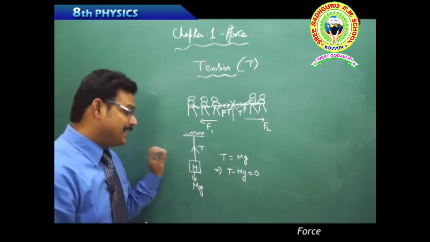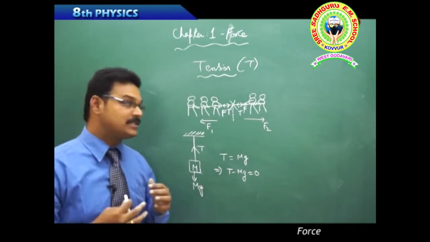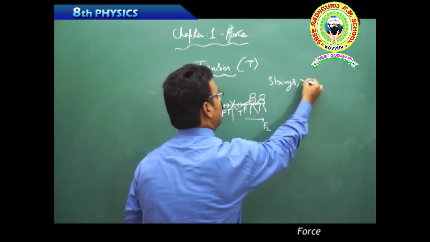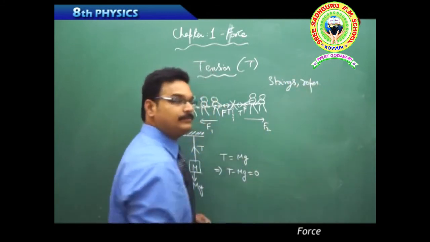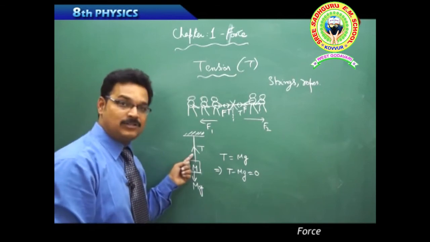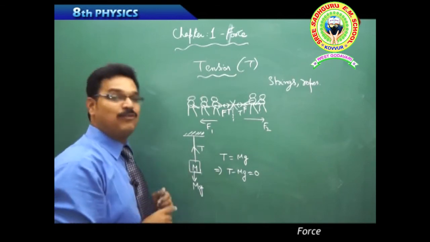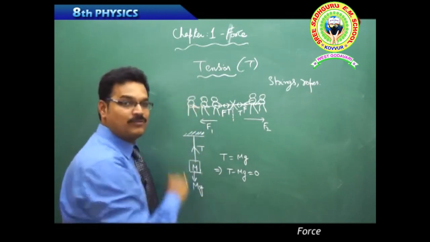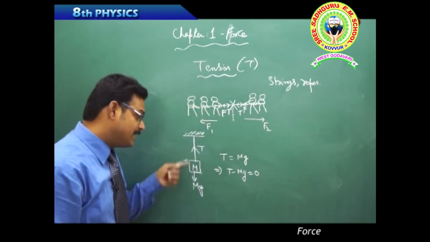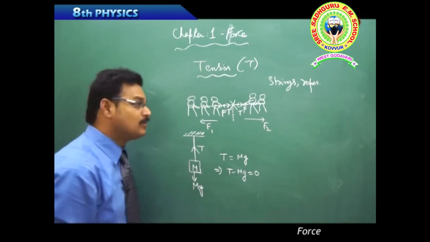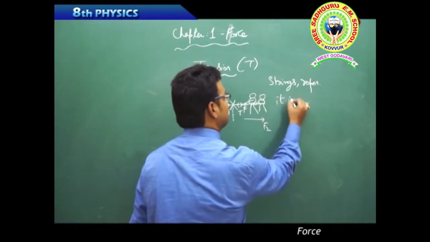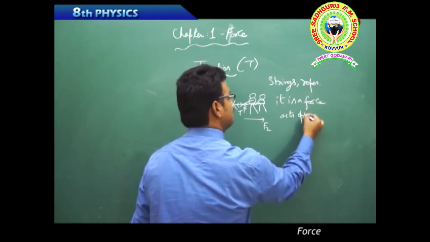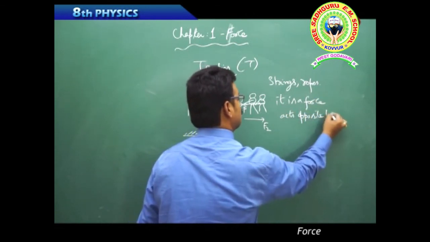So in that way, tension is the force acting in strings and ropes, and it always acts opposite to the applied force. See, in this example also tension is acting opposite to the applied force. In this example also tension is acting opposite to the applied force. So it is a force that acts opposite to the applied force.